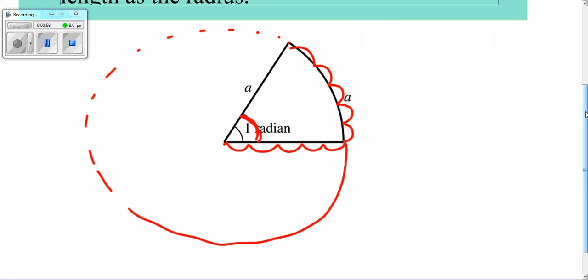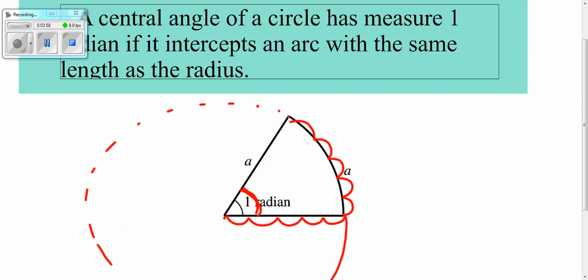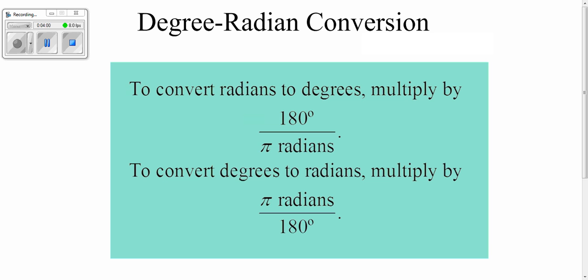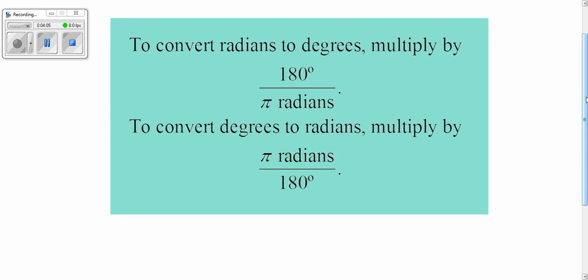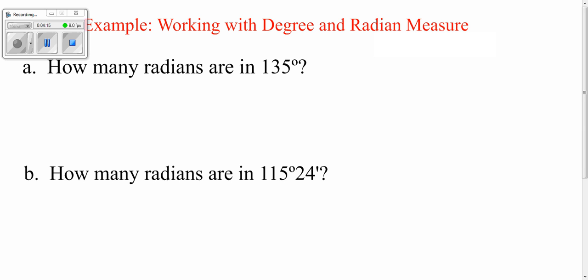All the way around the unit circle in radians is 2 pi. Halfway around the unit circle is 1 pi. And here are the measurements that you're going to use if you want to be able to convert from radians to degrees.